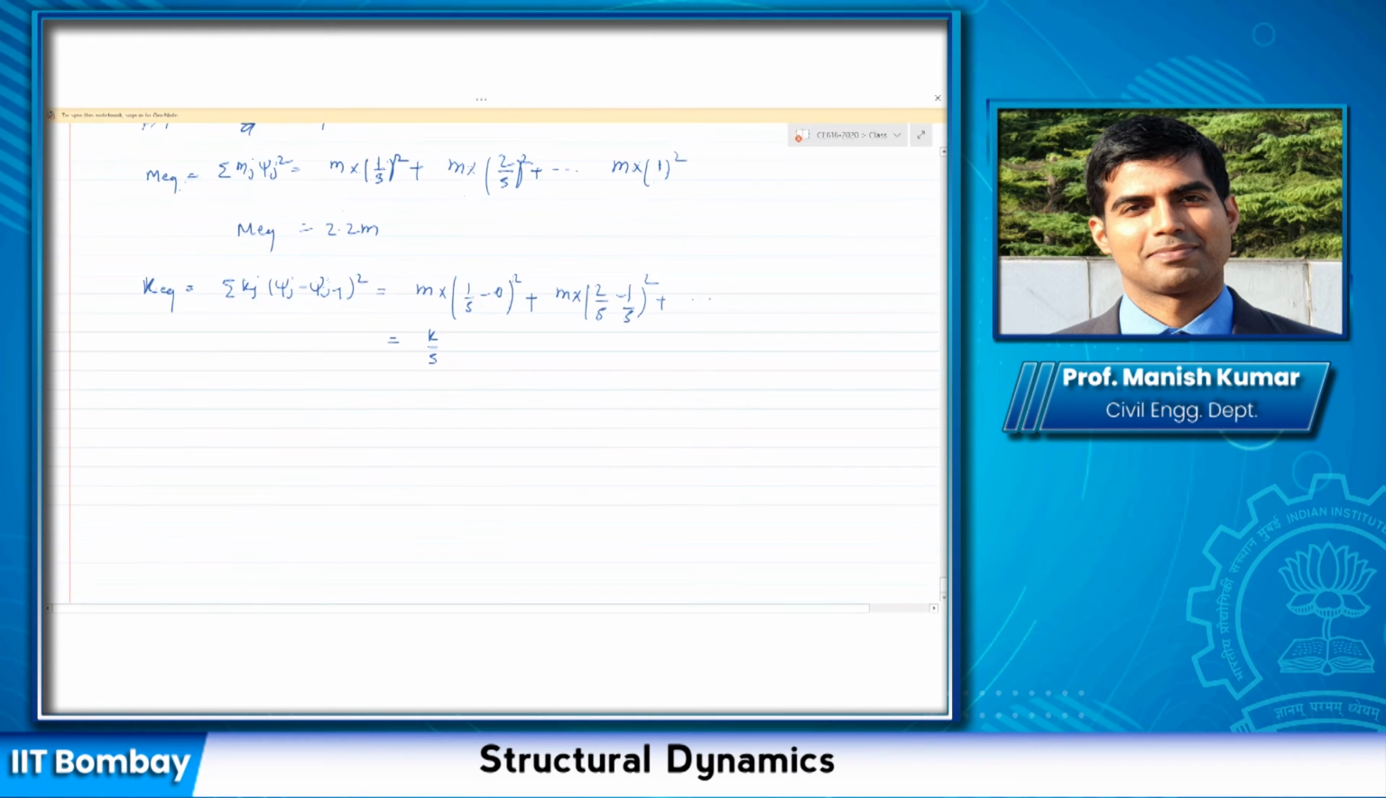So you can go ahead and find out omega n squared as k/5 divided by m equivalent, which is 2.2 m, to find out what is your k equivalent, which comes out to be omega n as 0.3 root k/m. So this is how we get the equivalent mass, equivalent stiffness, and equivalent frequency of a multi-story building idealized as a single-story building.